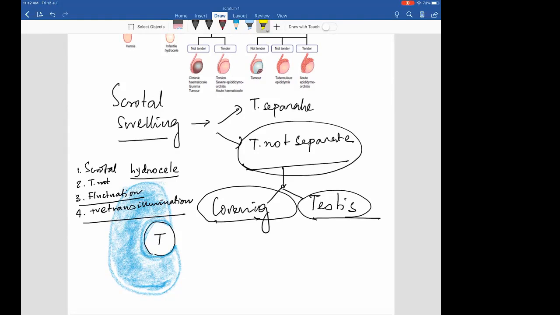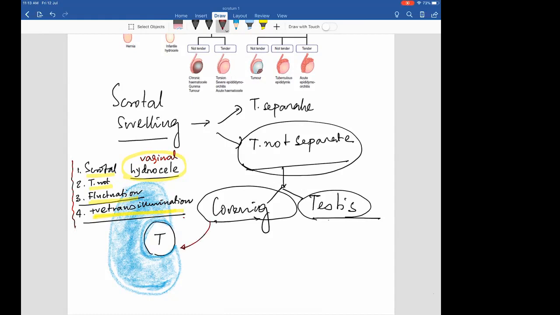So what are the important things? Scrotal swelling, testes not separately palpable, fluctuant, usually with a positive transillumination. So what are they called? They are called hydroceles. And what variant of hydroceles? They are called vaginal hydroceles. Please remember that. You are required to know exactly what a scrotal swelling with hydrocele is. Examiners will be asking you this one from the covering.